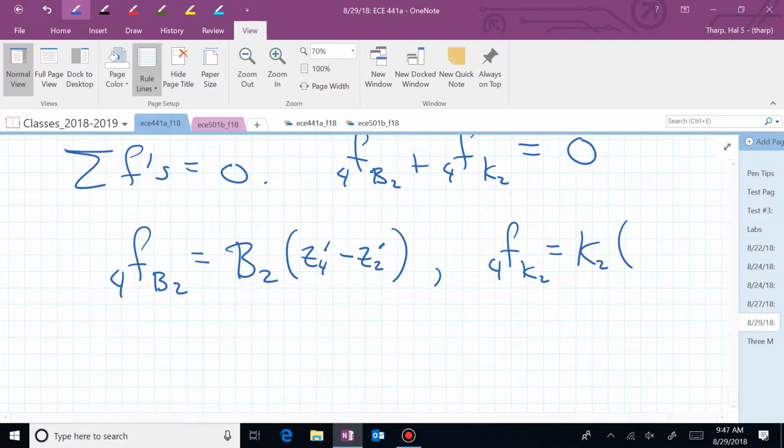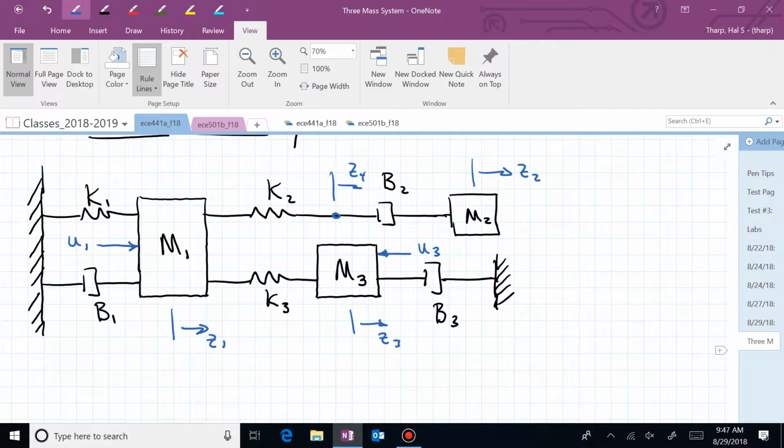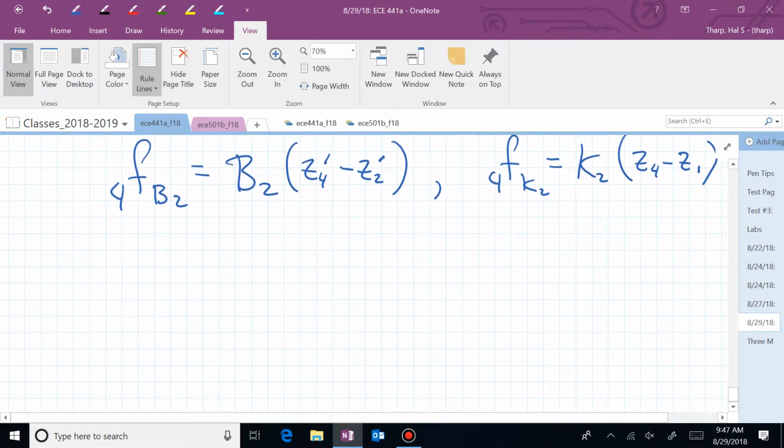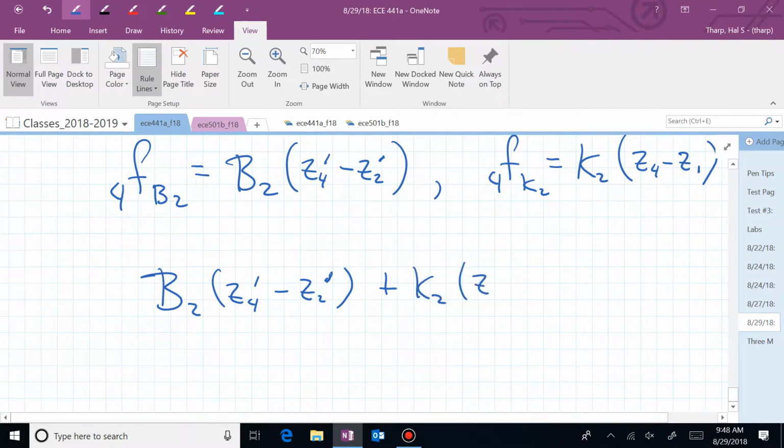Now I have z sub 4 and z sub 1 on either side of spring k sub 2. And there is now the expression I need for F4 sub k sub 2. So my equation will be b sub 2 (z sub 4 prime minus z sub 2 prime) plus k sub 2 (z sub 4 minus z sub 1) equaling 0.